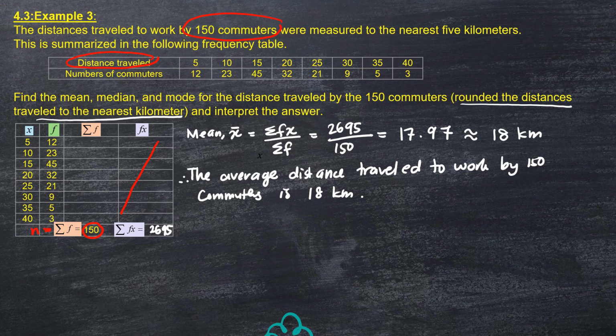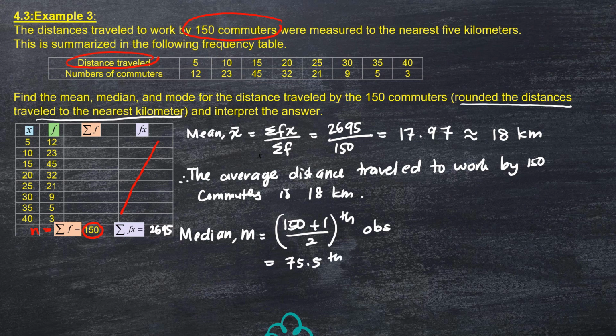Next part will be our median. Our median, with the same formula for us to find the observation, right? Remember, our observation is not yet our median. So it is the 75.5 observation. So again, we need to use capital F. So that's why you need to find capital F here. So let's sum up the frequency. You have 12 here, 12 plus 23, you will get 35, 80, 112, 133, and so on. And make sure the final value is the same as your total frequency or your N.